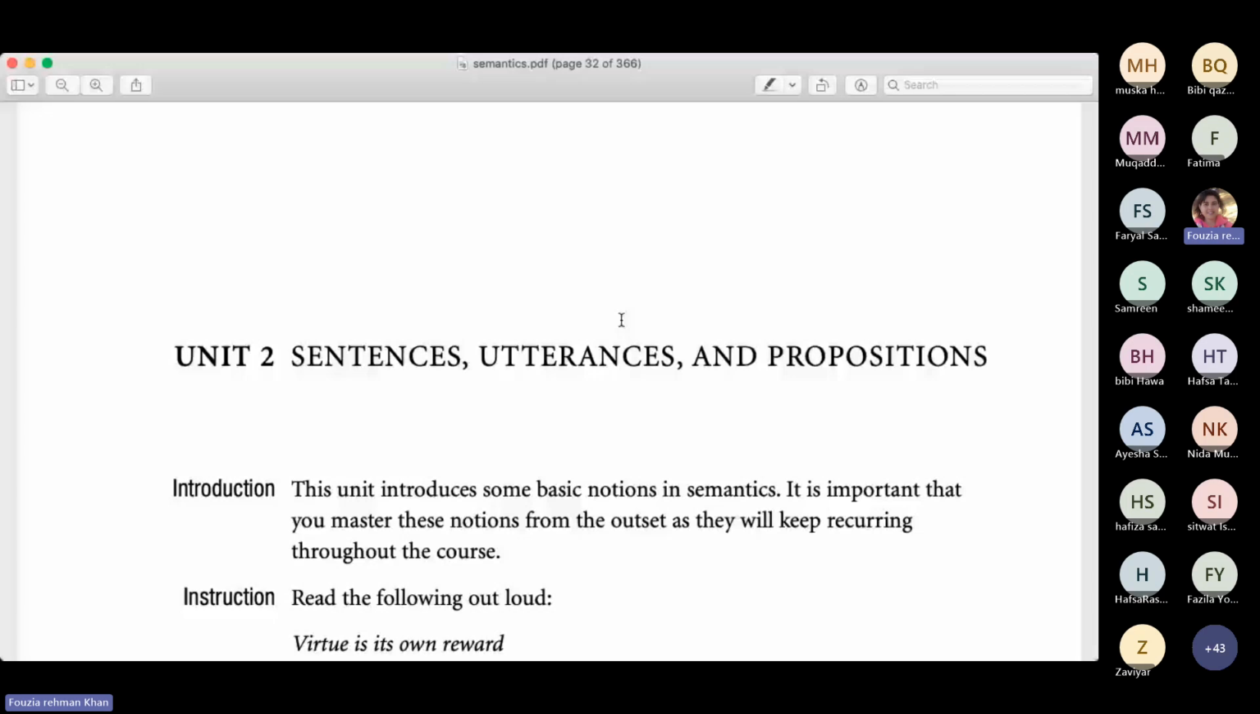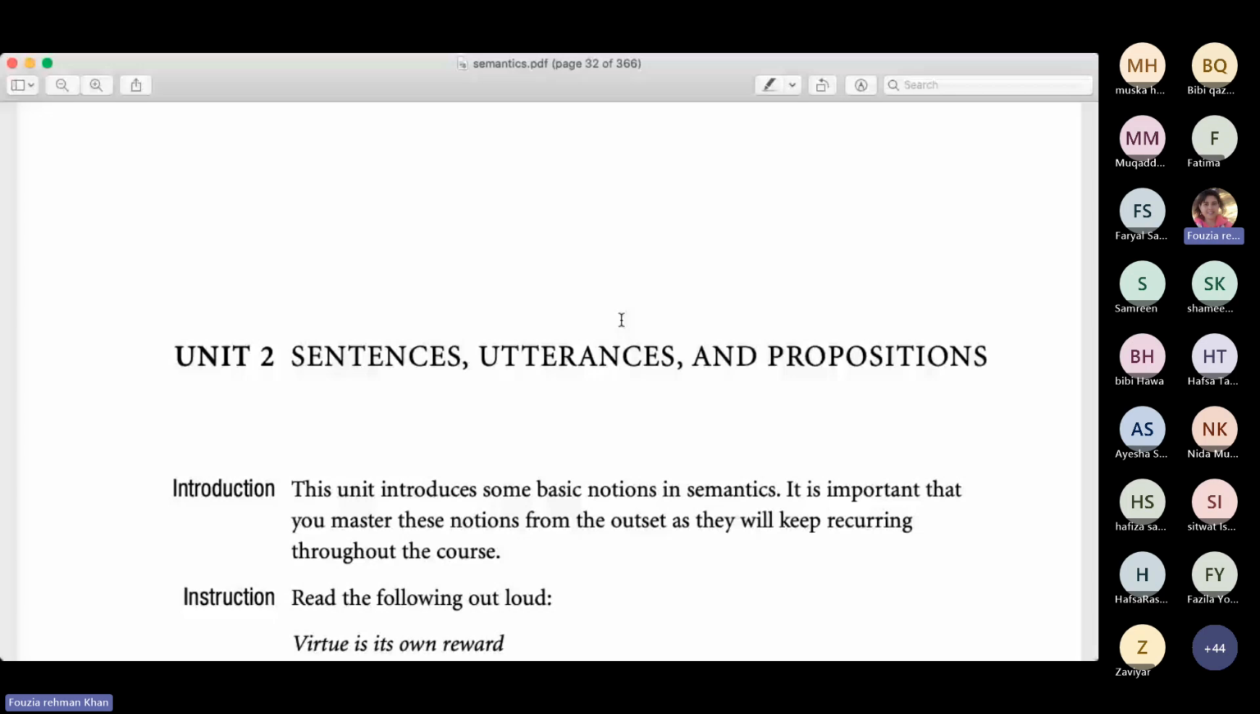The most common of these three are the sentences. You know what sentences are. Now, what do you think? Just leave proposition for some time.